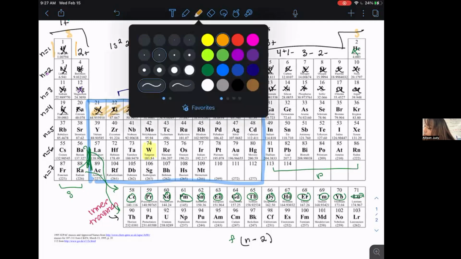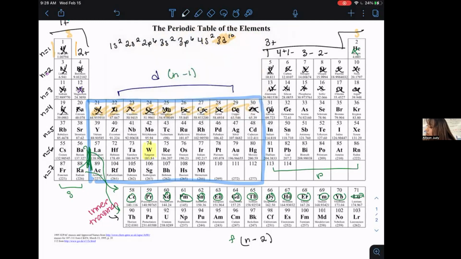Okay, now we go back up to 4p6. We jump back up to the 4th energy level because we're in the 4th row. Then we keep going. 5s2. What do you think the next thing I'm going to say is? 4d10. Excellent. And so it's another trippy one.